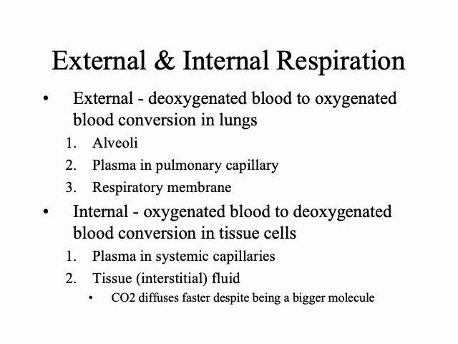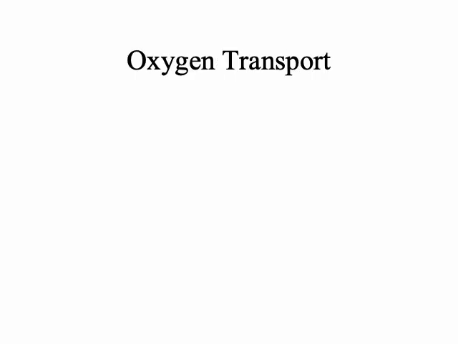For internal respiration, we have now circulated that oxygenated blood to the tissues, and we're letting it flow from the plasma into the tissues. Ideally, we're delivering oxygen and picking up CO2. But remember, CO2 is much more soluble, so that gets picked up pretty fast, which is kind of cool.